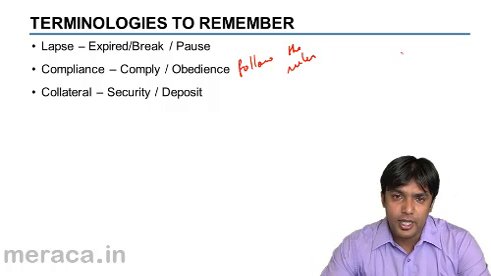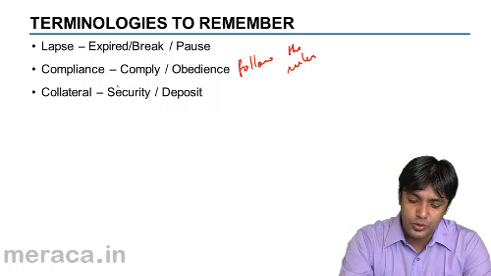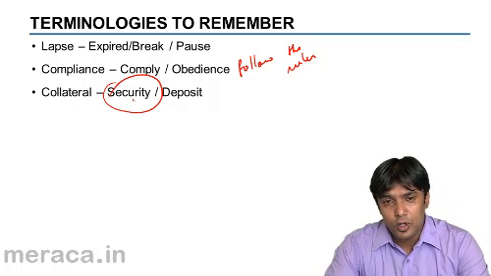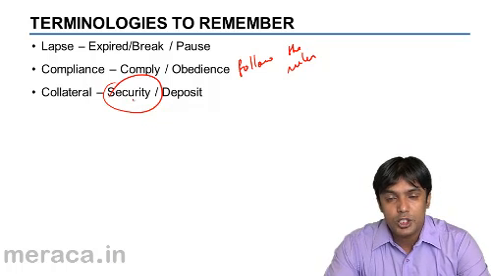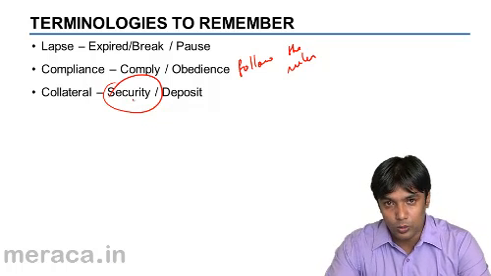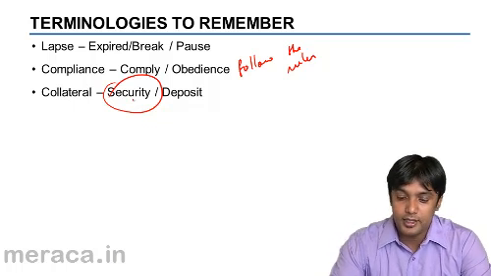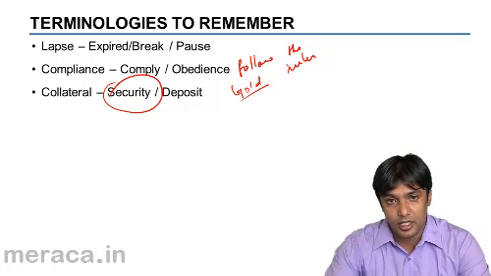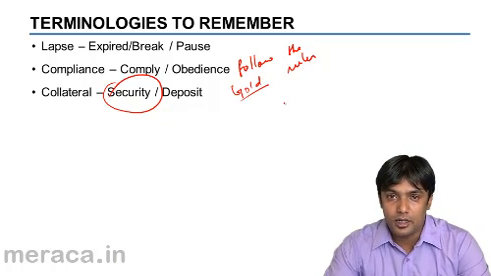The next term we'll be looking at is collateral. Collateral is in relation to security or deposit. You would all have seen ads on the TV mentioning gold loans. So when you go to banks to take loans, what you're supposed to give to them is your gold. The gold in this case is the collateral which you're giving to the bank as security. So a security to ensure that you pay back the loan in time.